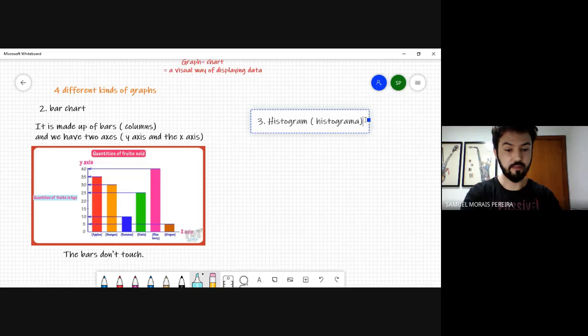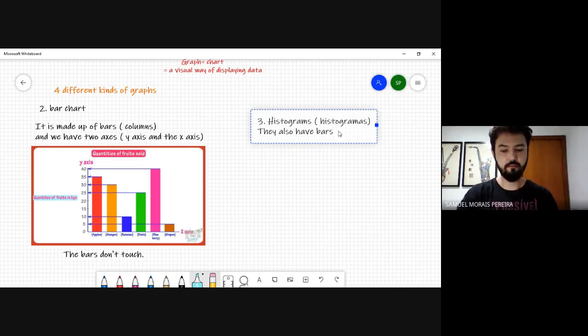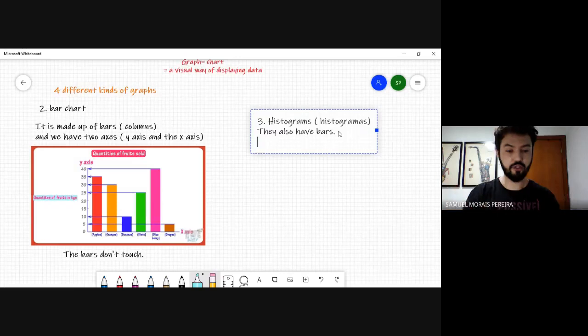So pay attention, they also have bars. Aí você pode achar, bom, se ele tem bars, ele é um gráfico em barras, but no. So a histogram, eu vou pôr no plural aqui, histograms. So they also have bars, but pay attention. In this case here, the bars will touch. This is the most important characteristic here. So the bars will touch.